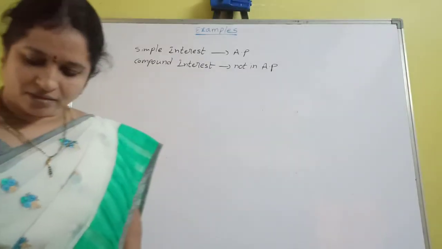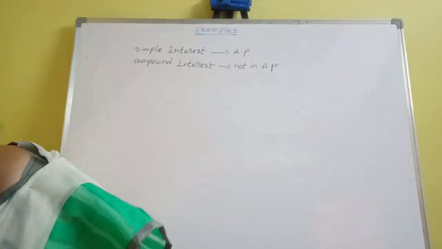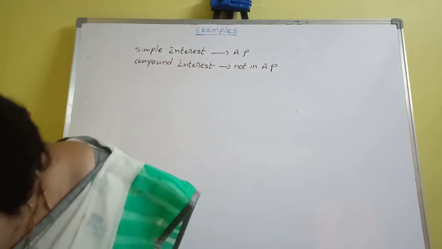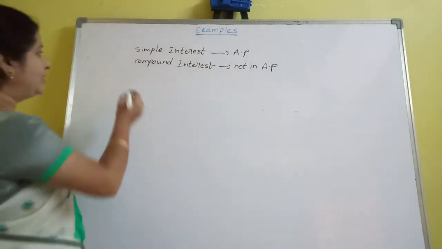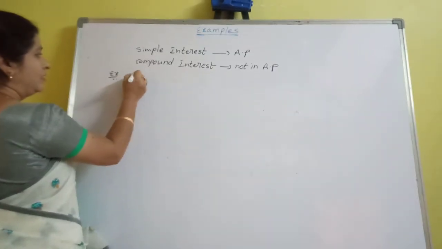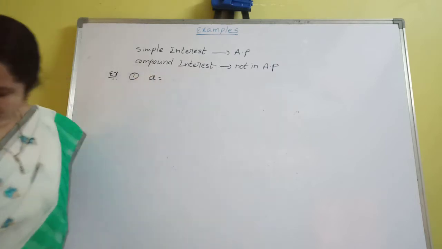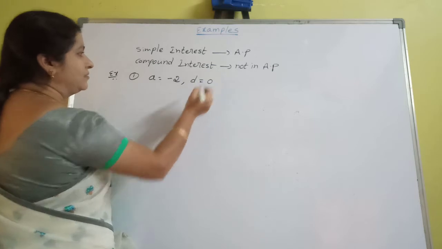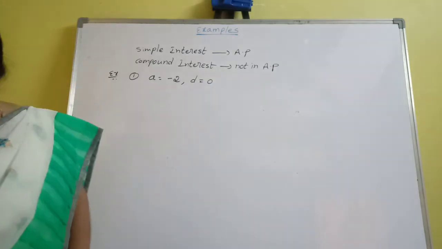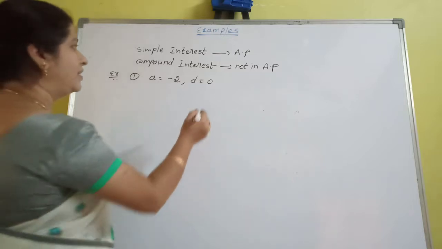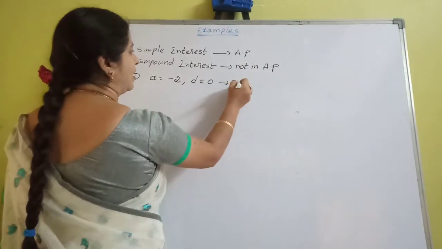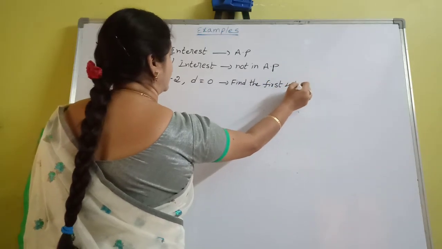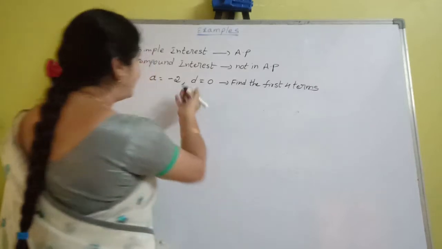So now we are taking some more examples. The first one, example 1. Here A is given as -2 and D is given as 0. Find the first 4 terms. Here, what is the question? Find the first 4 terms. So that is the question. So it is very easy.